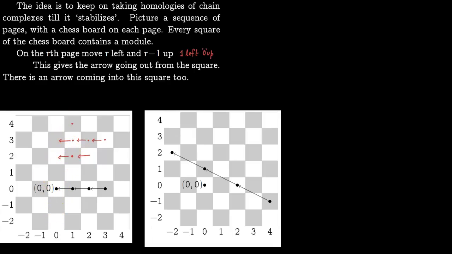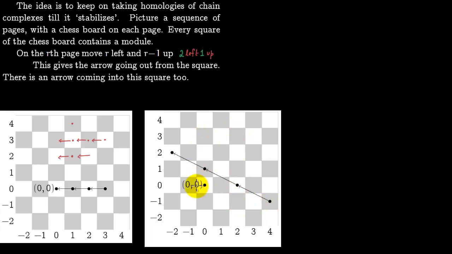Let us now see page 2. On the second page you will move 2 left and 2 minus 1 up, so 2 left and 1 up. Say you are in this square, so you have to have an arrow going out of the square and an arrow coming into the square. The arrow going out of the square goes 2 left and 1 up. The arrow coming into the square has to come from this module here, which is 2 left and 1 up.